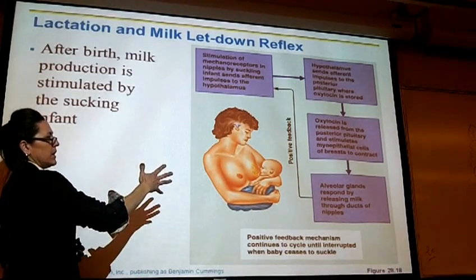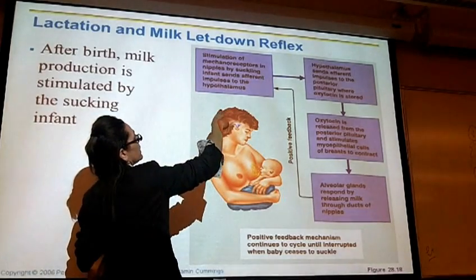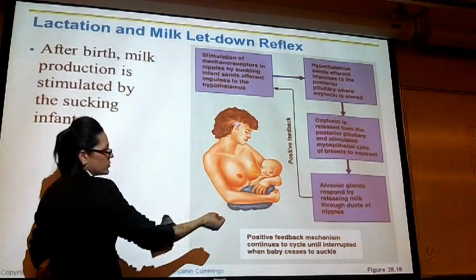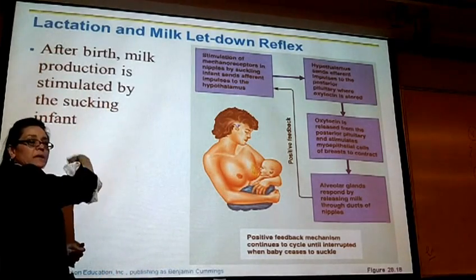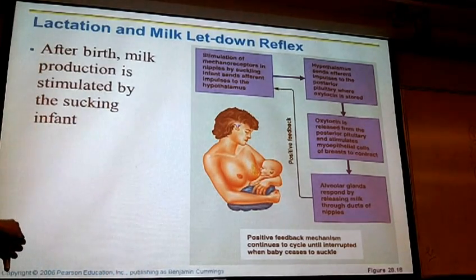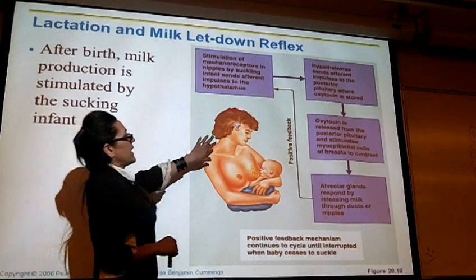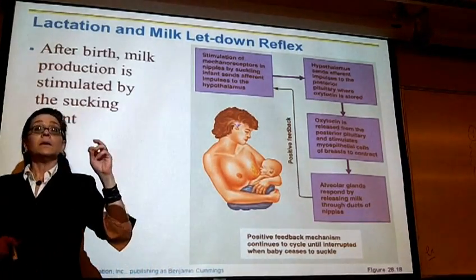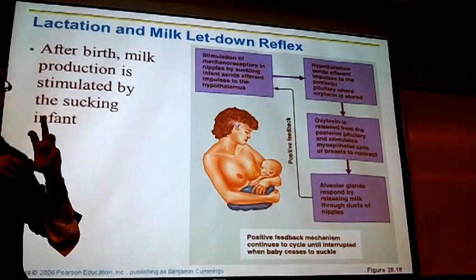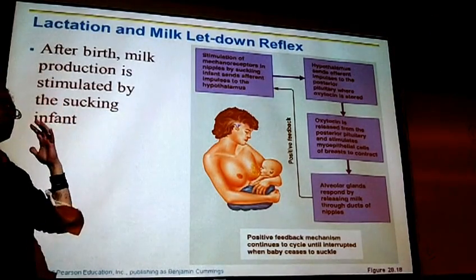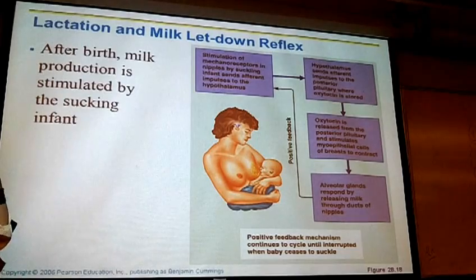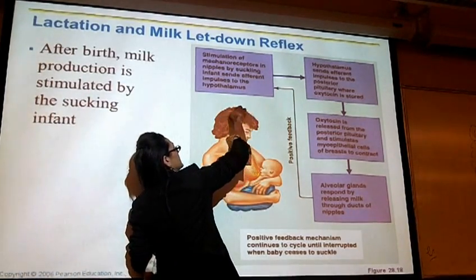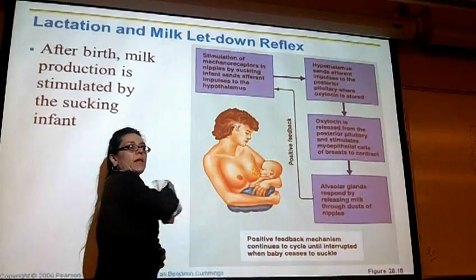The more the suckling is occurring, the more the milk is being ejected, the stronger the suckling, that sets up a positive feedback loop, and the more oxytocin is released. Now, other things can activate this reflex as well. Hearing a baby cry, seeing a baby, touching a baby, smelling a baby, all of those things that are happening in your cerebral cortex can activate this reflex because the cortex is sending inputs down to the hypothalamus.